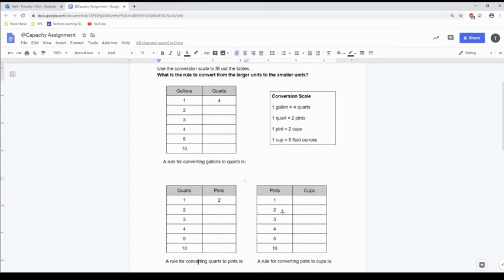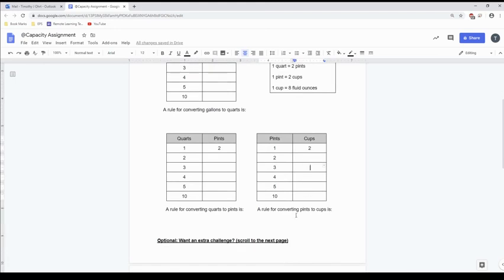And then the last one, if you have 1 pint, how many cups? Well, if we come up here, I remember that I kind of started typing that one in the wrong spot. 1 pint equals 2 cups. There we go. And then if you had 2 pints, how many cups? And 3 pints, how many cups? And you fill out all the way. And a rule for converting pints to cups is, and you would fill that in.